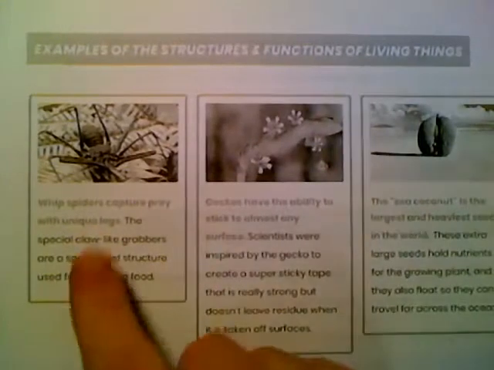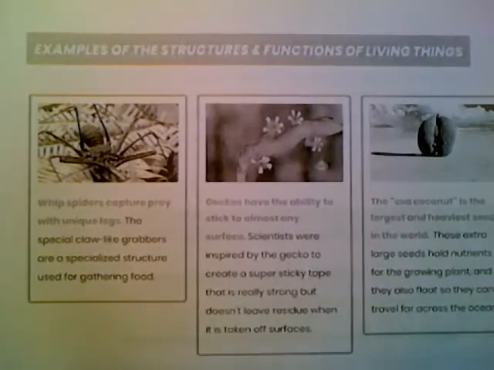So that's animal and plant structures. Now, there'll be some good examples of structure at the end. Okay, here's some neat things: the whip spider, the gecko, and the sea coconut. You can read about that and see how that works. Again, when you click on those links in that middle orange part of the lesson that I showed you, there might be moving examples of these animals doing these things so you can see it.